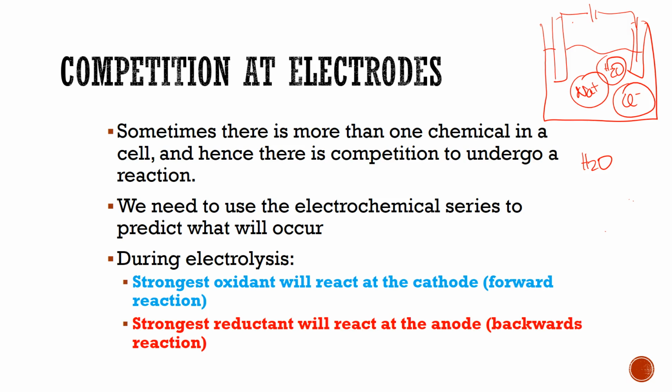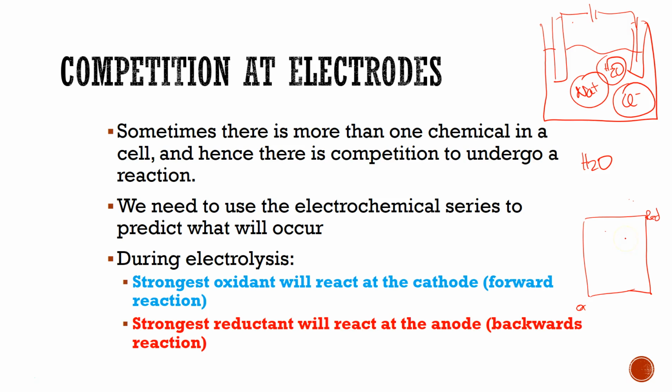So in the case of competing reactions at the anode and the cathode, having different oxidizing agents and different reducing agents, we actually need to be able to predict which one would react. The rule is that the strongest oxidant will always react at the cathode and the strongest reductant will always react at the anode. So if that's the case, we need to look at our electrochemical series. If you remember, we have our strongest oxidant on the bottom left-hand side and our strongest reductant on the top right-hand side. And usually we're looking for a positive gradient.